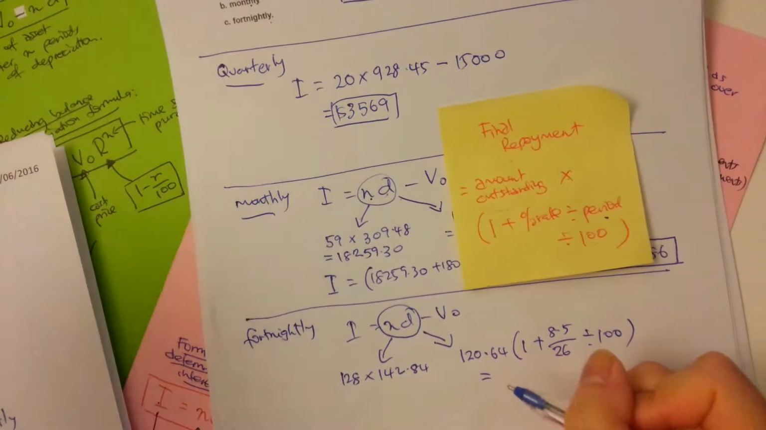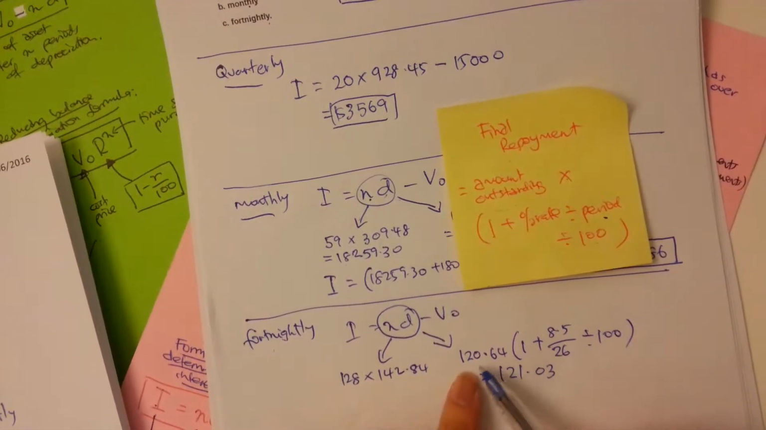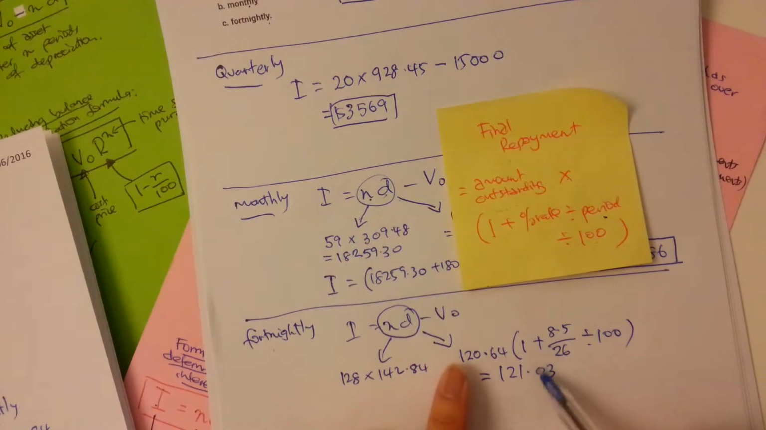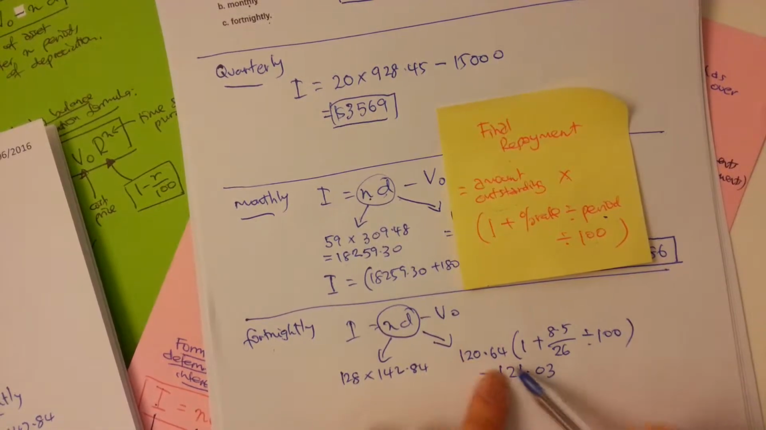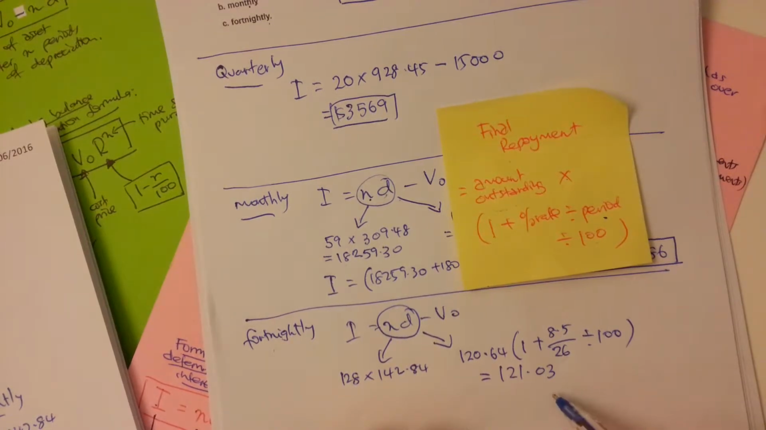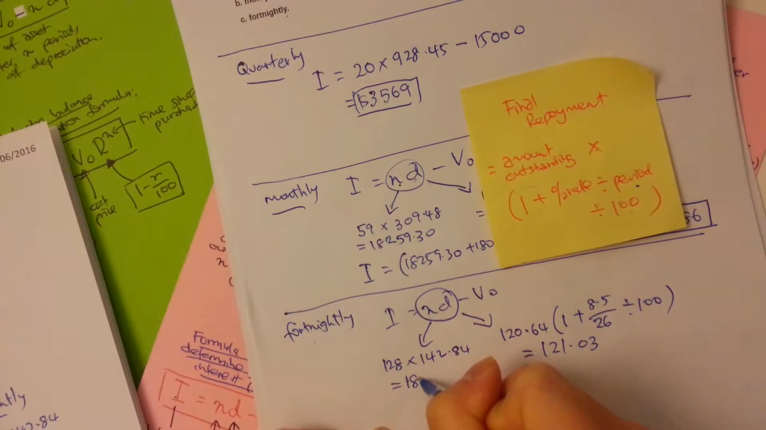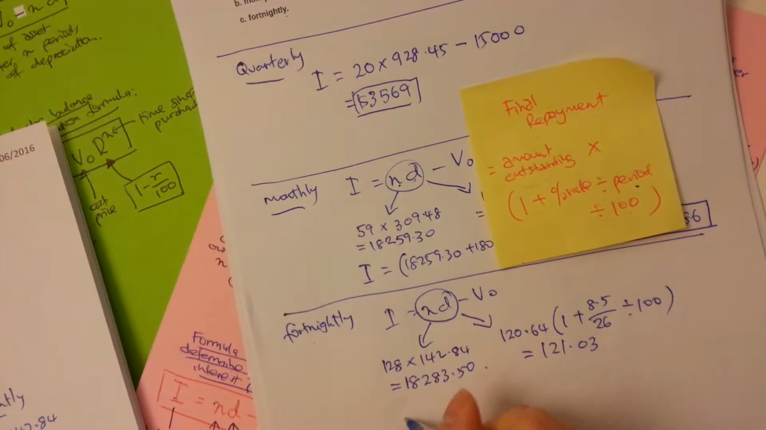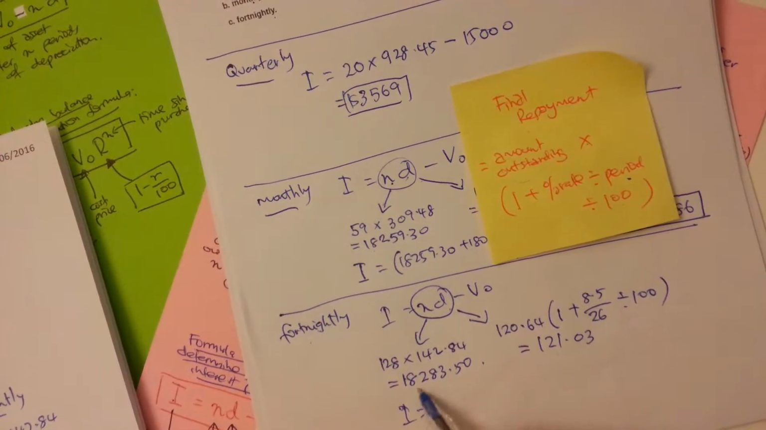We should get over here the amount of $121.03. So basically, there's $120.64 owing, and if you pay it on the 129th fortnight, you have to pay $121. They've charged you about 40 cents of interest. Make sense? And over here, that value should equal $18,283.50. And then when we put it into that final formula, ND is equal to both of them.